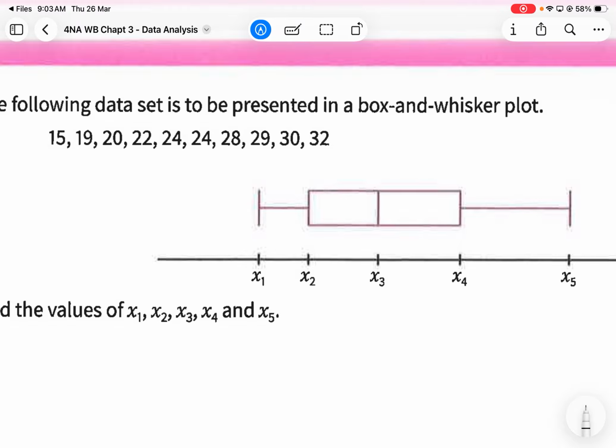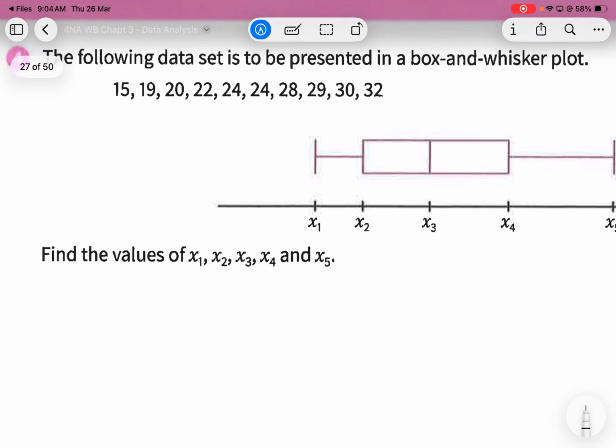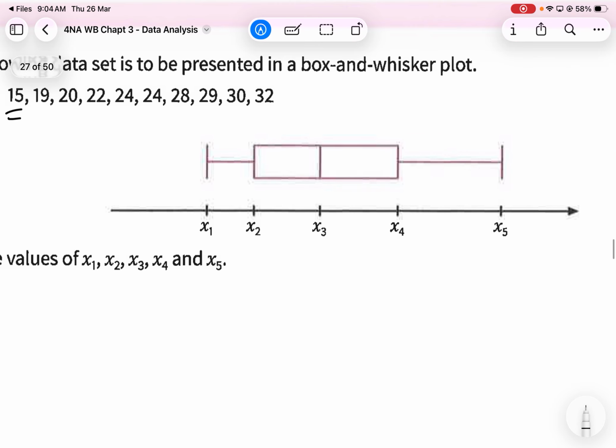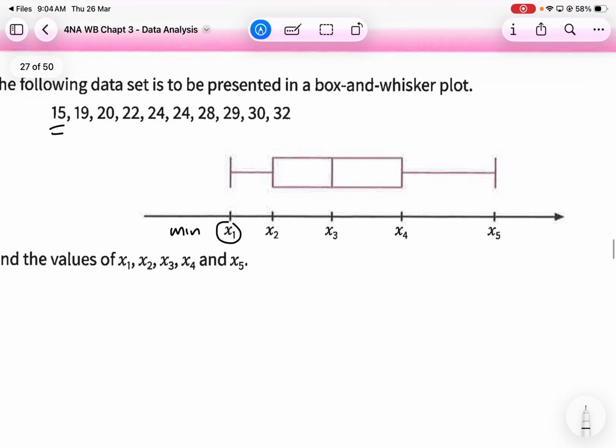Minimum and maximum are very straightforward. It's already arranged from small to big. So my minimum is 15. And my minimum on a box and whisker plot is my X1. This one is my minimum. So I can say that X1 is 15.